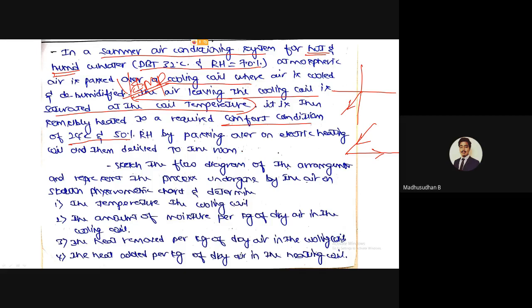Now, what you are supposed to do is sketch the flow diagram of the arrangement. And for the process undergone, we have to plot the process on a skeleton psychrometric chart. I told you a skeleton psychrometric chart is that particular chart which does not have any grid lines or any values in it, just a skeleton of a psychrometric chart. Determine the temperature of the cooling coil, the amount of moisture removed in the cooling coil, and the heat removed and heat added in the heating coil. So all these parameters you have to calculate.